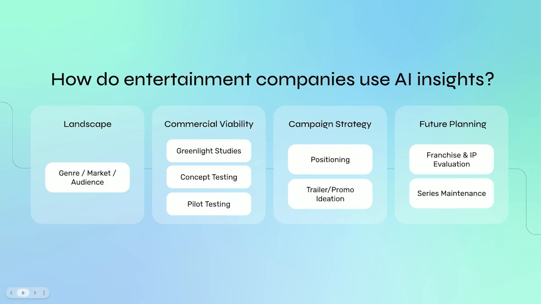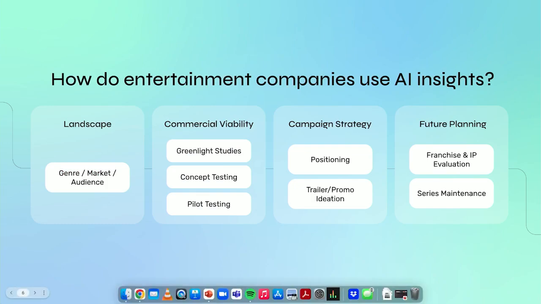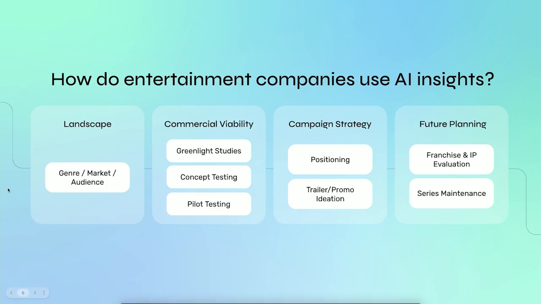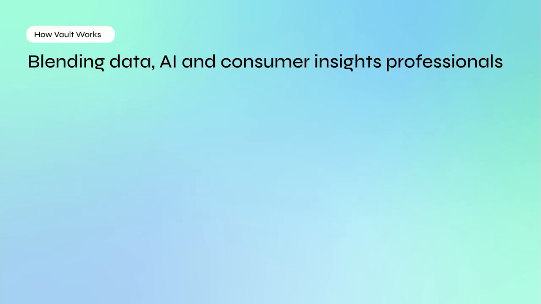And so how do entertainment companies today use AI insights? Well, the answer is simple. They're using it right now across the entire content lifecycle. All right? So from macro high-level genre studies all the way to positioning studies, it can be used in various ways. And every day we're working with our clients to create new applications to give them the data and insights faster. And so how does it all work?